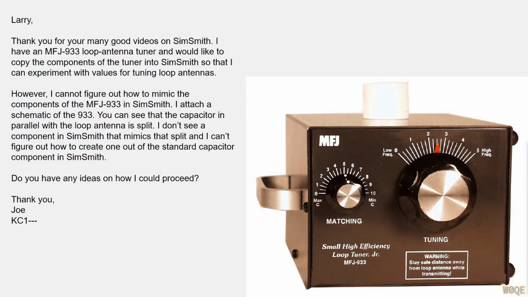This email was received a few days ago and is shown here with the permission of the author, whose last name and call sign suffix have been removed. I've covered all these topics in previous videos, but either I haven't explained them clearly enough or they are not that easy to understand. Joe's email indicates that he wants to analyze the matching range of the MFJ-933 over frequency and then see what sizes of loop antennas would be compatible with this tuner versus frequency. This example showcases the capabilities of SimSmith, and I will try to explain these steps more clearly.